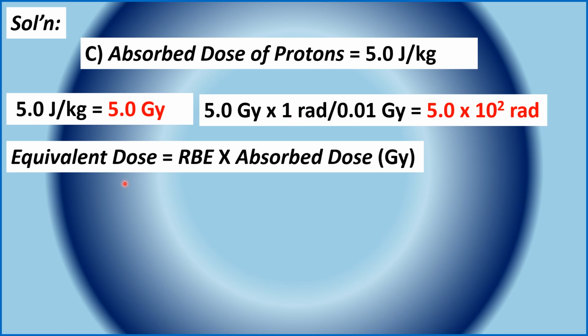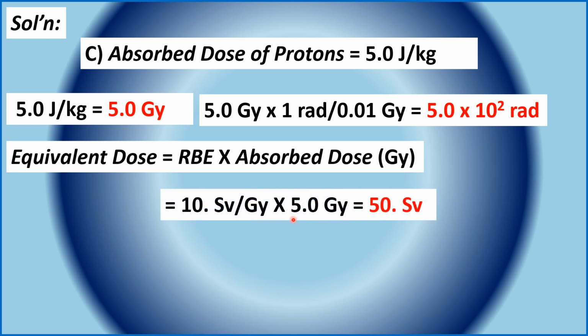We will only change our computation for the equivalent dose, because the RBE for protons is not the same as the RBE for X-rays. For protons, the RBE is equal to exactly 10 sieverts per gray. So when you multiply that by the given absorbed dose of 5.0 gray, we get the equivalent dose of the radiation coming from protons equal to 50 sieverts to 2 significant digits.